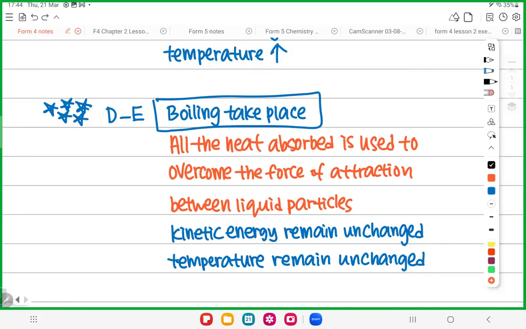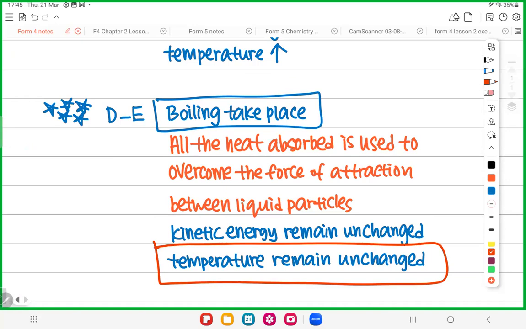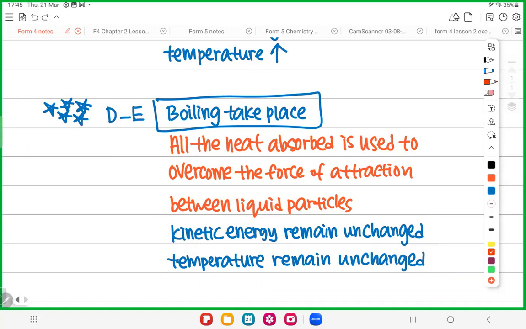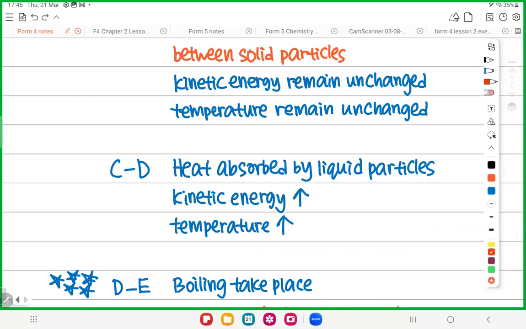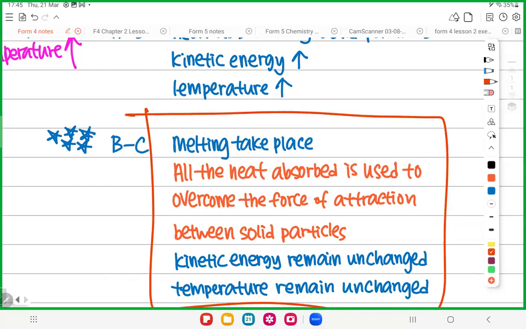So when you use all the heat to do cutting, no heat can go inside the particle. So particle kinetic energy didn't change. The temperature also didn't change. That's it. I really hope you all understand what I am trying to explain over here. It's not hard. If you notice, the explanation here is very similar to here, only changing a few words.